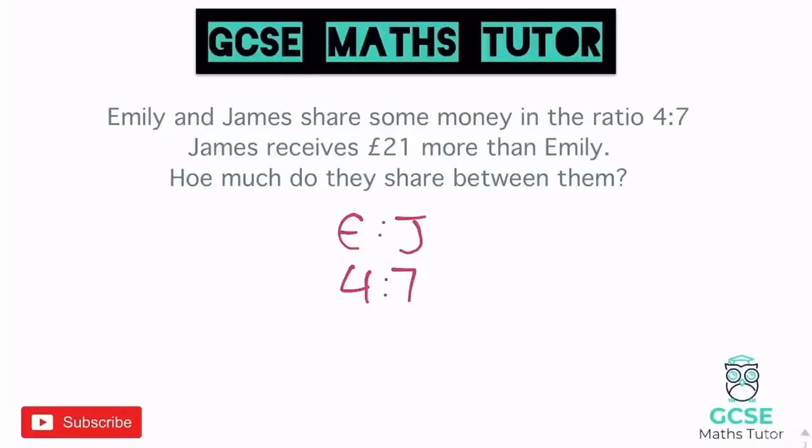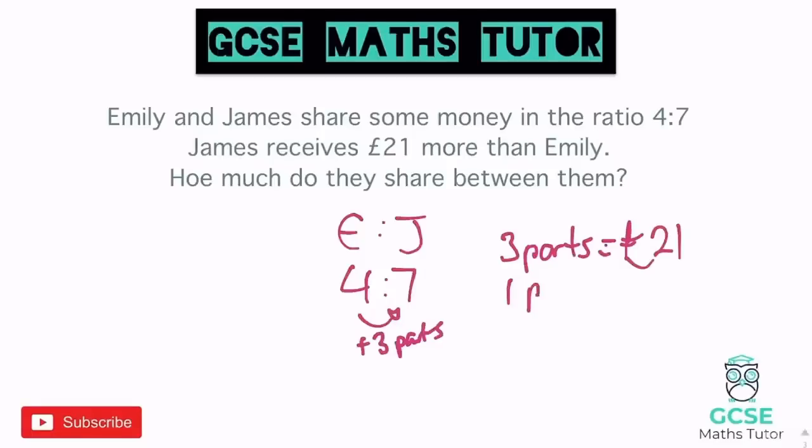Now it says that James receives £21 more, and if we look at these two numbers here, from 4 to 7 is an extra 3 parts. There you go, it's an extra 3. So that extra £21 is 3 parts. So if 3 parts of this ratio equals £21, then 1 part must be, to divide that by 3, must be £7.